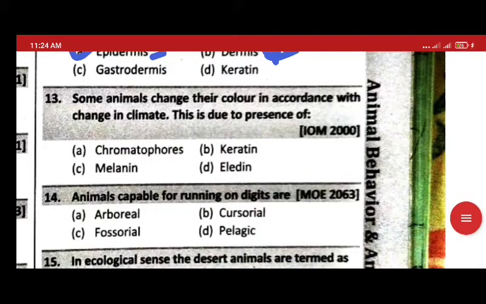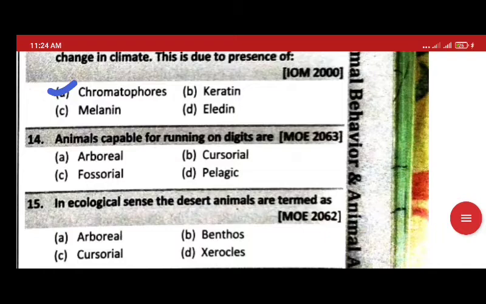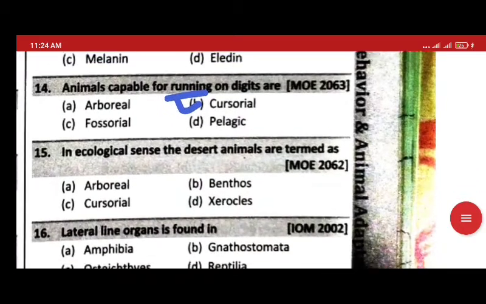Now some animals change their color in accordance with changing climate. This is due to the presence of chromatophores, the main answer here. Now number 14: animal capable of running on digits. For running we have cursorial type of adaptation. Arboreal is for climbing, arboreal or scansorial. Cursorial is for running, and fossorial is for going in caves or sometimes under the ground. Pelagic is not a type of adaptation.